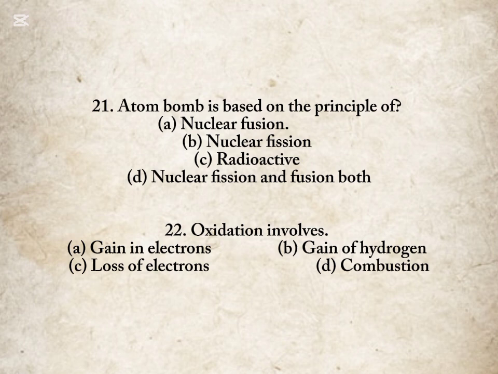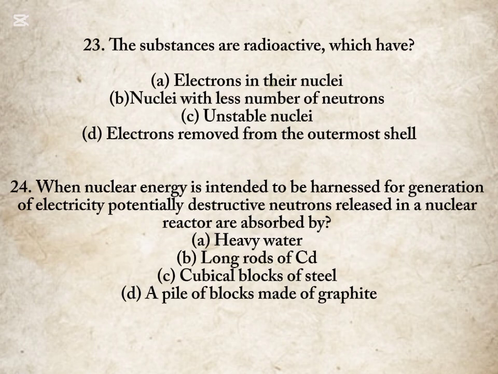Loss of electrons. 23. The substances are radioactive, which have A. Electrons in their nuclei. B. Nuclei with less number of neutrons. C. Unstable nuclei. D. Electrons removed from the outermost shell. The correct option is C. Unstable nuclei.